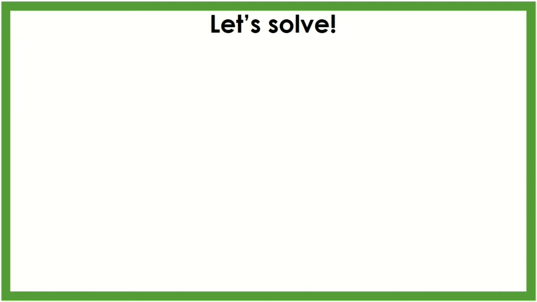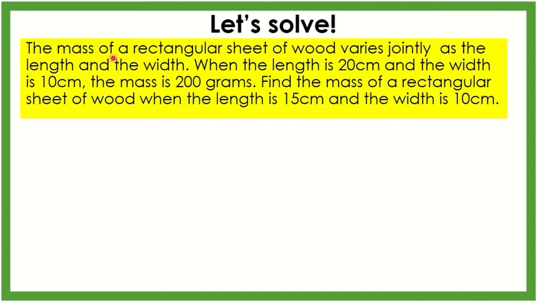Let's solve another problem involving joint variation. The mass of a rectangular sheet of wood varies jointly as the length and the width. When the length is 20 centimeters and the width is 10 centimeters, the mass is 200 grams. Find the mass of a rectangular sheet of wood when the length is 15 centimeters and the width is 10 centimeters.